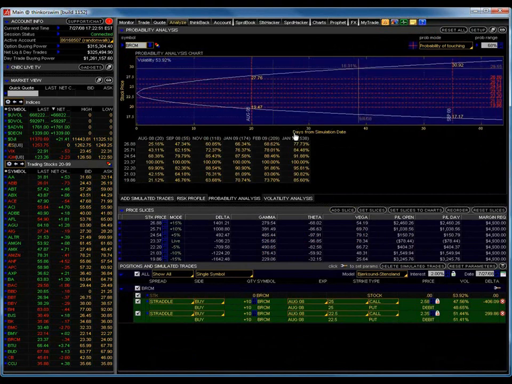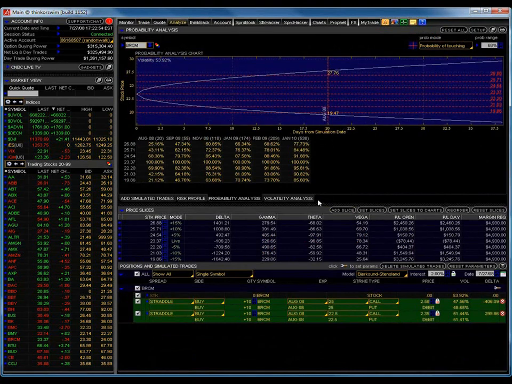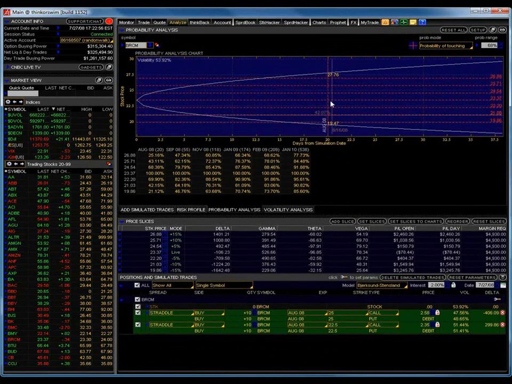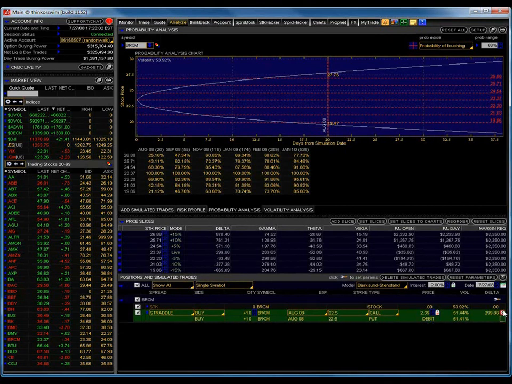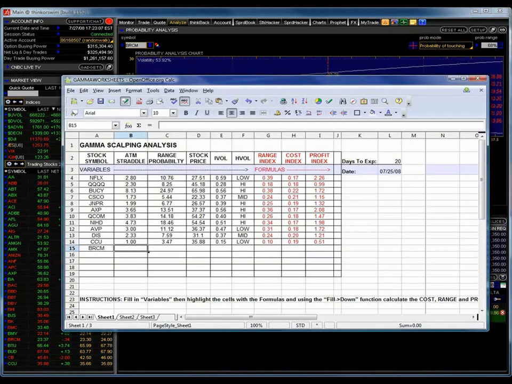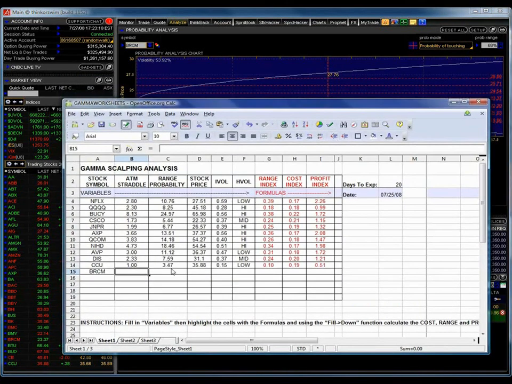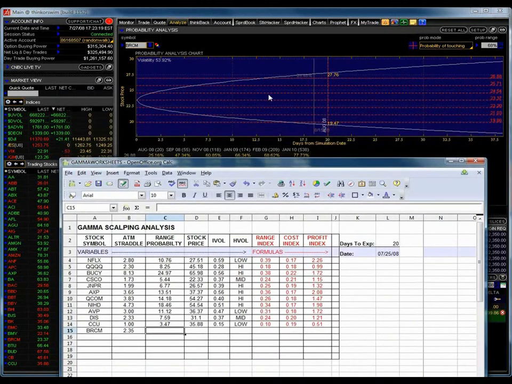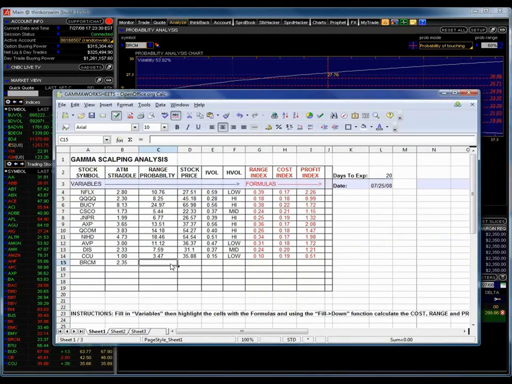And we'll stretch this out so that we get the most recent August expiration so we can determine our range. We're going to use the $22.50 straddle for $2.35. Let's bring up our spreadsheet. Our at the money straddle is $2.35. That's the cheapest we can find. Our range of probability here is between 27.76 minus $19.47. That gives us a range of $8.29.